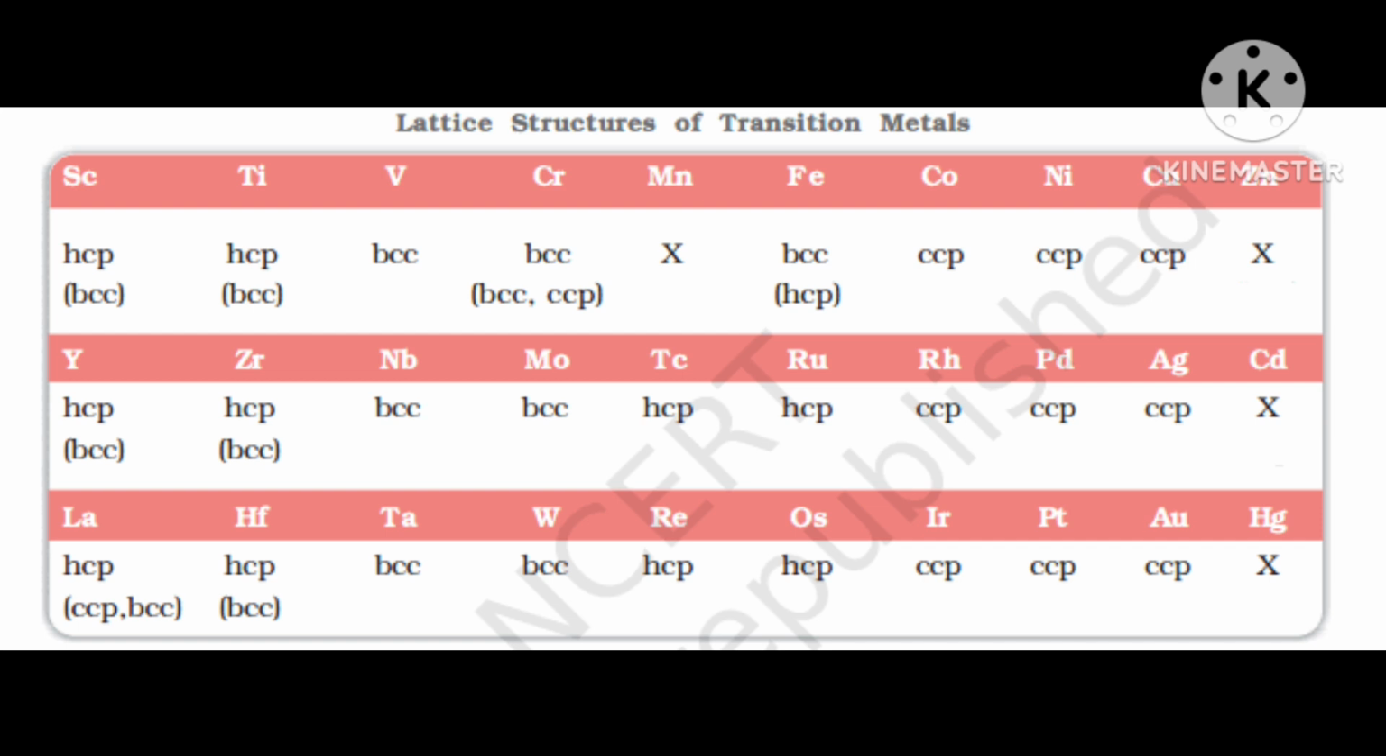Now I want to tell about the variation in atomic and ionic size of transition metals. Why are they big or small? What is the variation? About that I want to discuss. Variation in atomic and ionic size of transition metals.